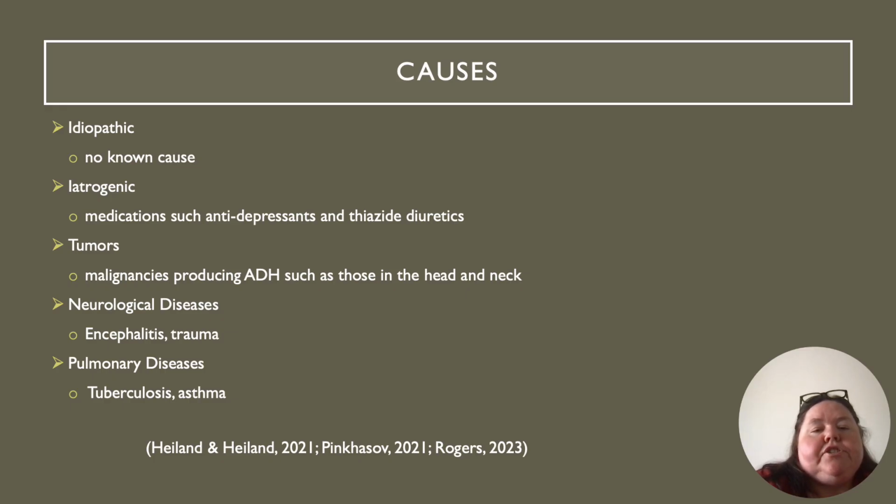Tumors, such as malignancies that can be found in the head and neck, can produce antidiuretic hormone, leading to SIADH. Neurological diseases, such as encephalitis or brain trauma, can lead to damage to the hypothalamus or the pituitary gland. And then pulmonary diseases, such as tuberculosis and asthma. This causes inflammation, which can lead to a neoplastic-like syndrome, causing the release of ADH.